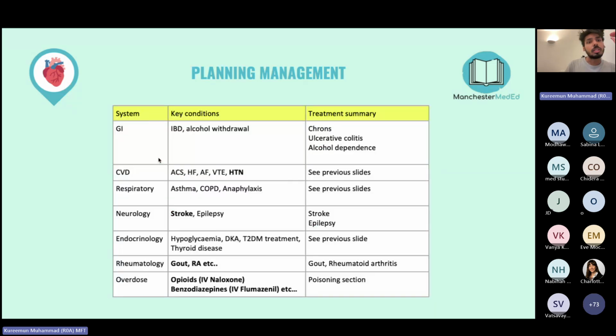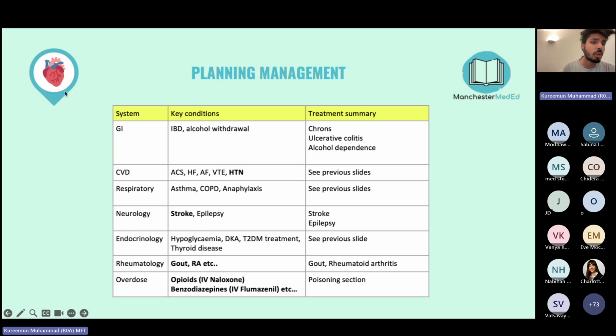So in planning management, the things that they can test you on are common clinical presentations where there is clear evidence-based guidelines for us to prescribe. Those are the conditions I found that have clear clinical guidelines, which you can look into the treatment summaries to see what you would prescribe.